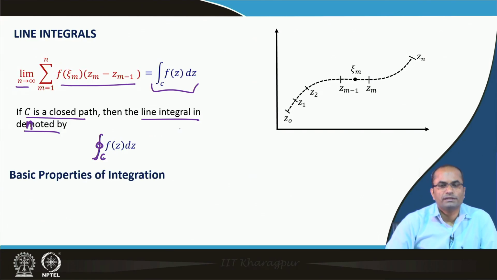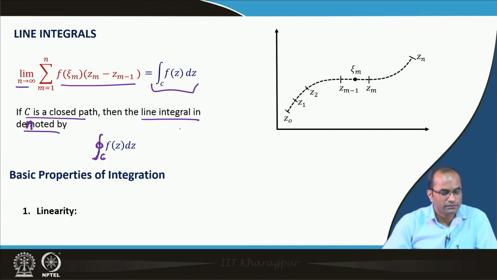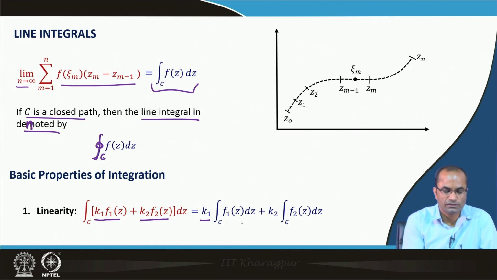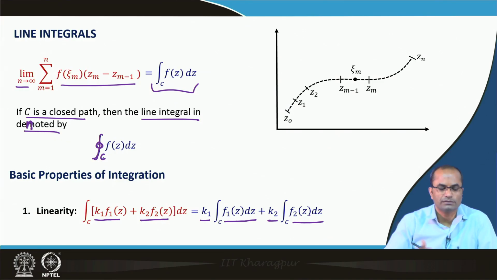Coming to the basic properties, they are very similar to those of real integrals. The first property is the so-called linearity. Linearity means that if we have the integrand k1 f1(z) plus k2 f2(z), integrated over z, we can write it as the sum of two integrals: k1, because it is a constant, times the integral of f1 dz, plus k2, another constant, times the integral of f2. This is the linearity property common to all integrals, and it is valid for line integrals also.